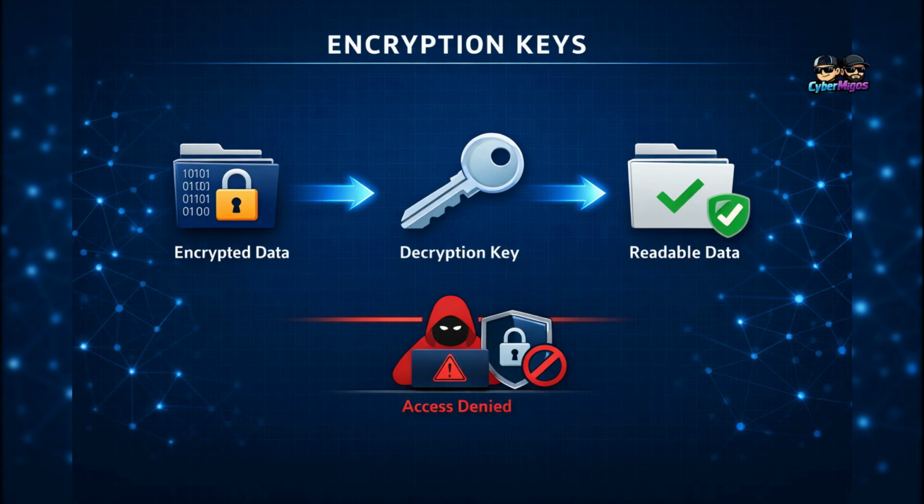Encryption keys. Encryption relies on keys that lock and unlock protected data. Some systems use a shared key, while others use a public key and a private key pair. The security of encryption depends heavily on protecting those keys.